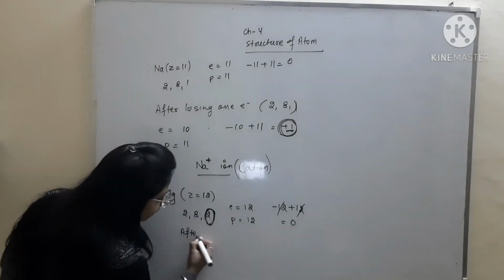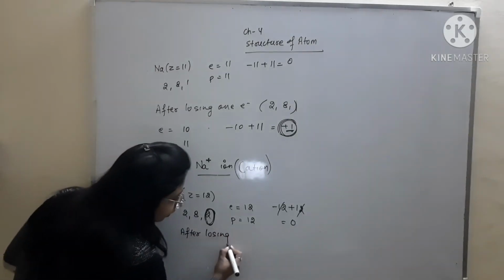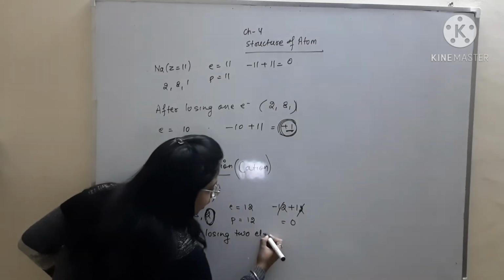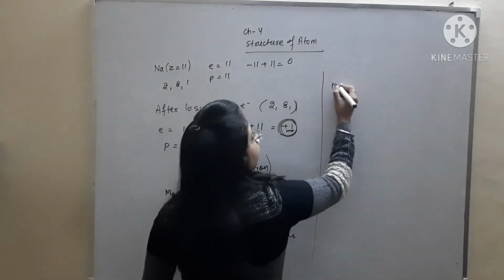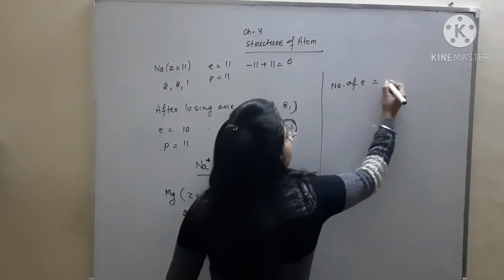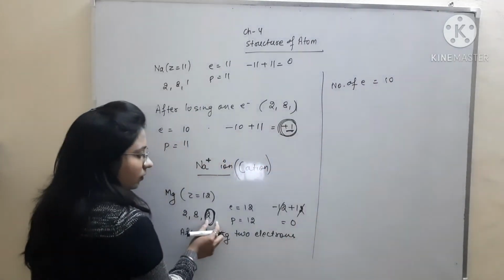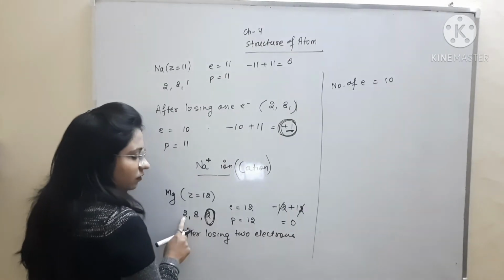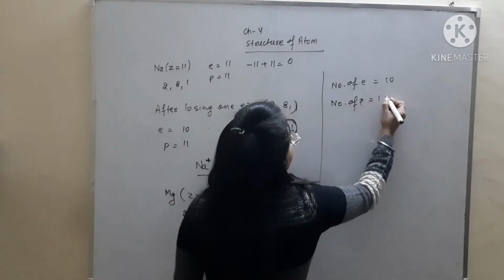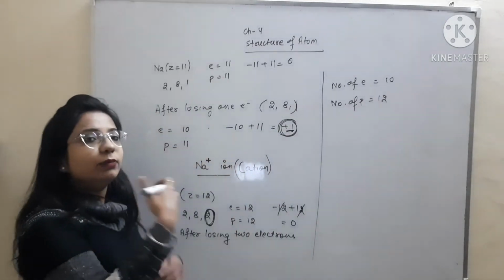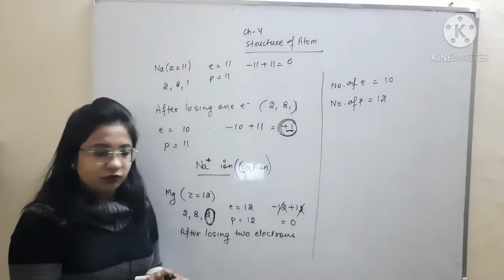After losing these 2 electrons, now the number of electrons left will be 10. Only 8 plus 2 is 10. And the number of protons will be 12, because protons can't be lost or gained.